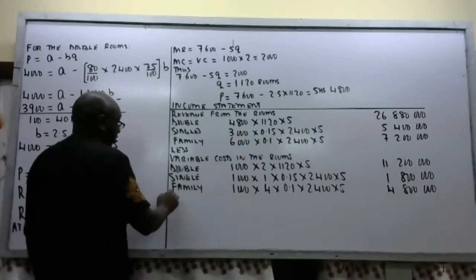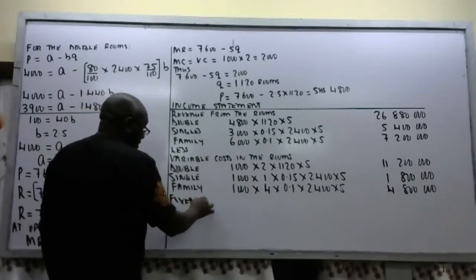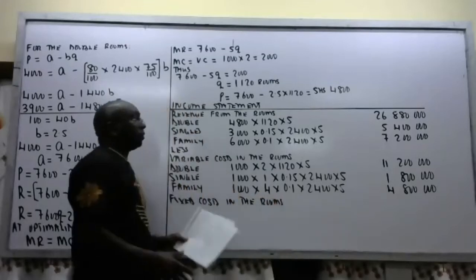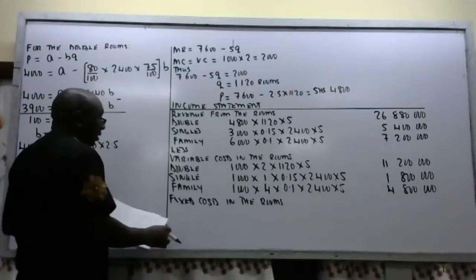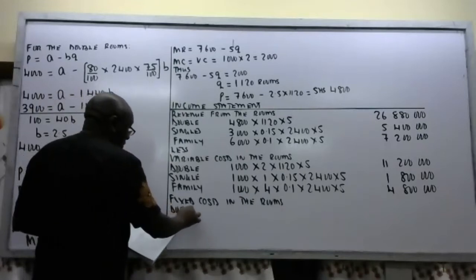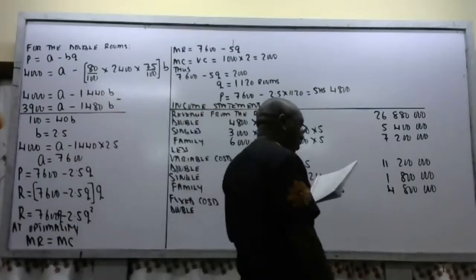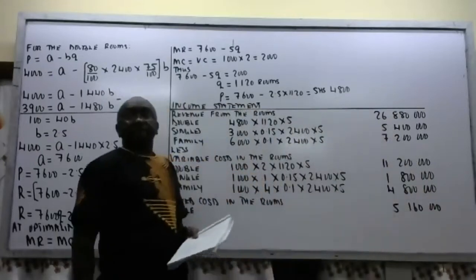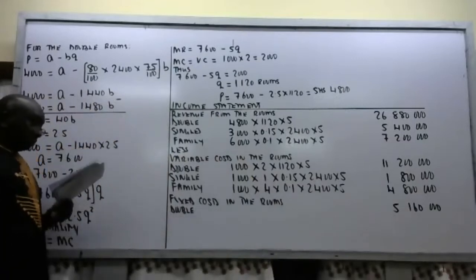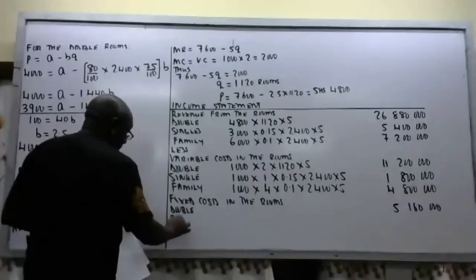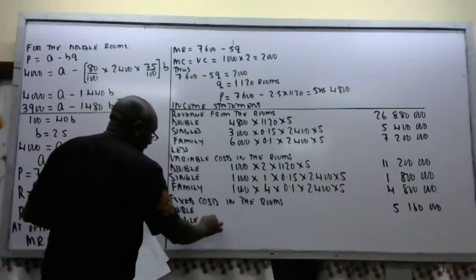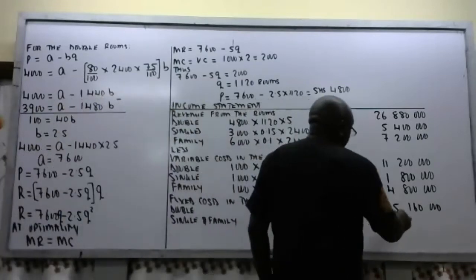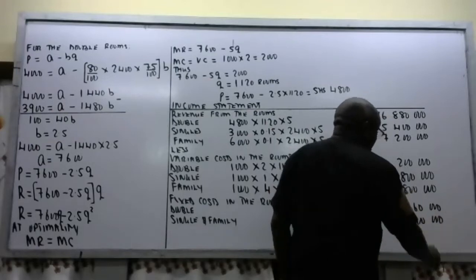From there, we have the fixed costs. The fixed costs in the rooms. We do have for the double, the fixed cost is 5,160,000. For the SIGO and family, we are told it is 3 million.